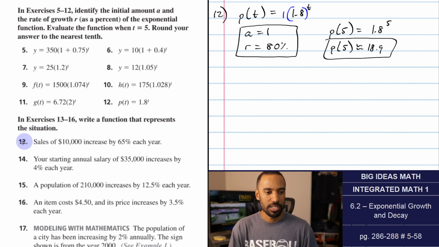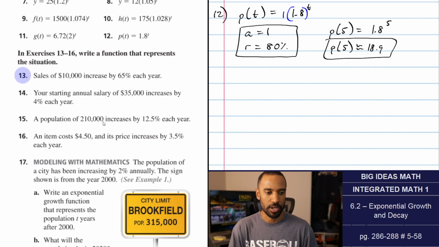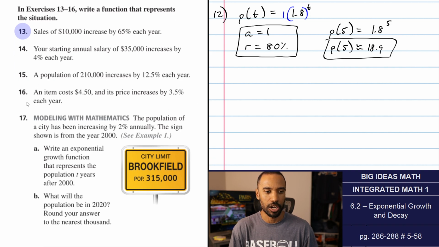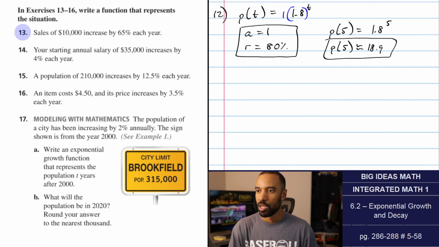All right, next exercise is 13 to 16. We're going to write a function that represents the situation. Notice there's nothing we're really solving here. We're just writing out what the function states. So number 13 says sales of $10,000 increased by 65% each year.